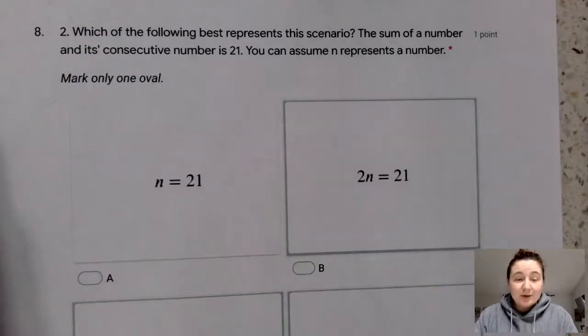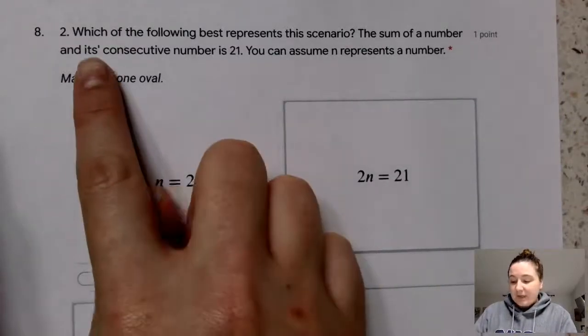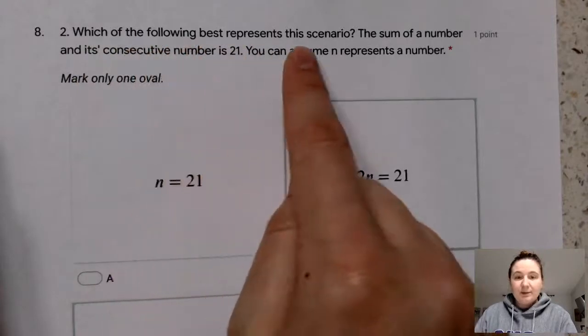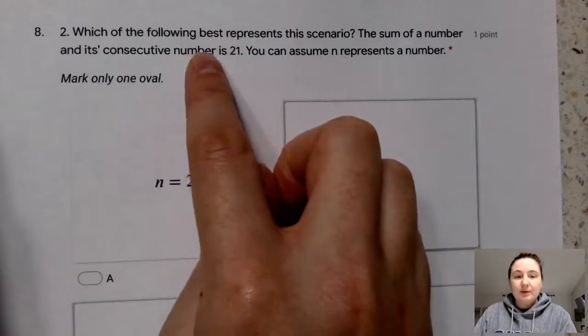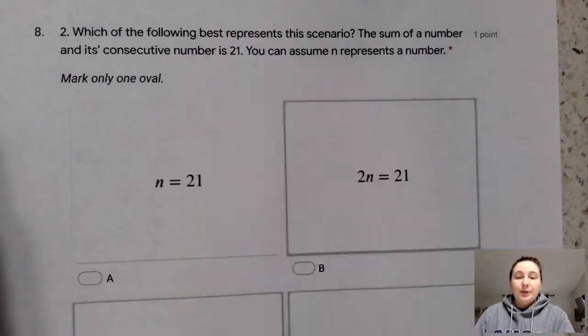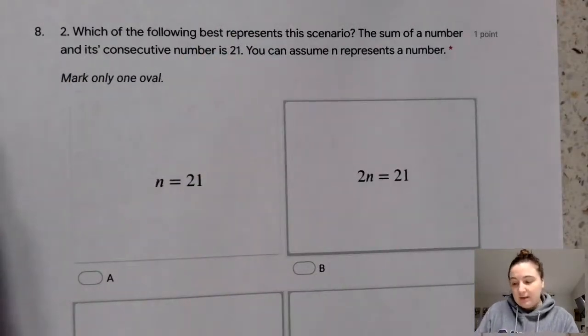All right, it looks like you got question 2 wrong, so let's talk about it. It says, which of the following best represents this scenario? The sum of a number and its consecutive number is 21. You can assume n represents a number.